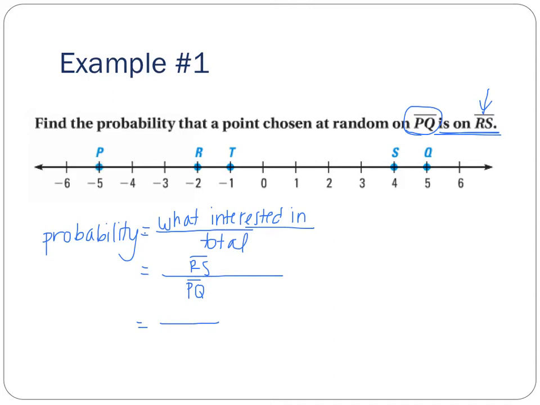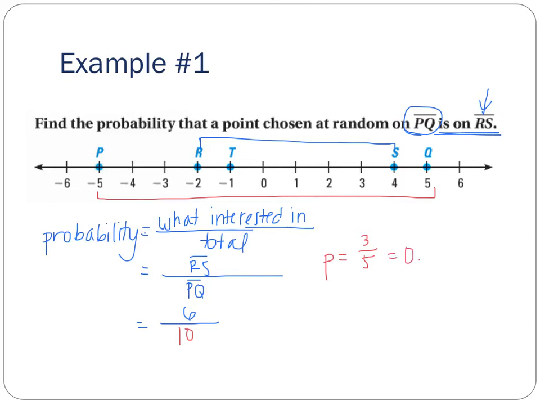Okay, so looking at our figure, RS is here. It goes from -2 to 4. Hopefully we know that that's 6 units long. Now our total is PQ, -5 to +5, which is 10. So this probability is going to be 6 out of 10. Simplifying that, that's 3/5, or 0.6. So that's the probability that a point chosen at random on PQ, so out of all those points on PQ, that it also happens to be on RS.